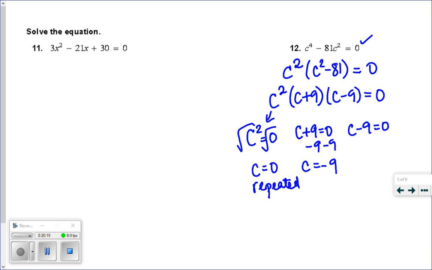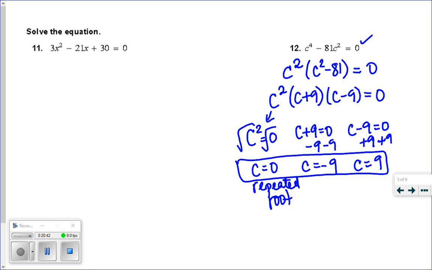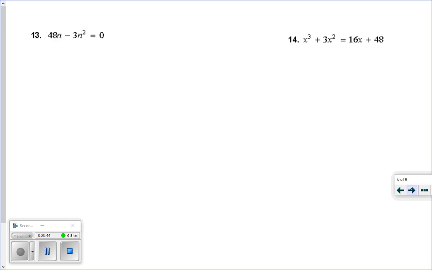Let's write that down. Okay, there should be 0 times 0. Or there's two c's in other words. And then the c minus 9, I would just add 9 on both sides, and it just would make that the solution. So I have solutions are 0, 0, negative 9, negative 9, and positive 9. So c is 0 is just a repeated root, but these are the solutions. Okay, so that's just bringing together that zero product property.